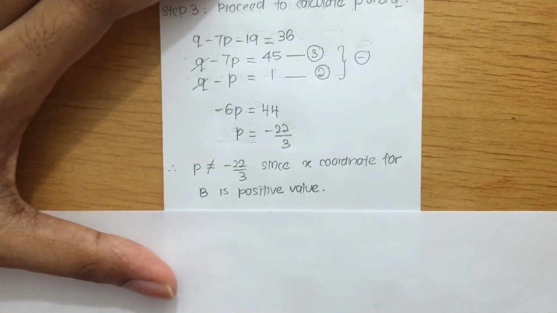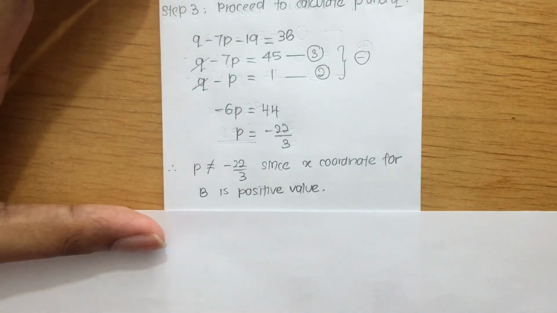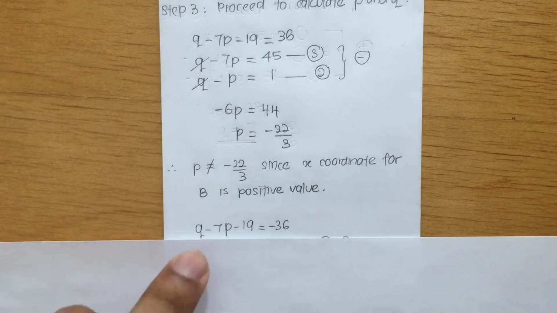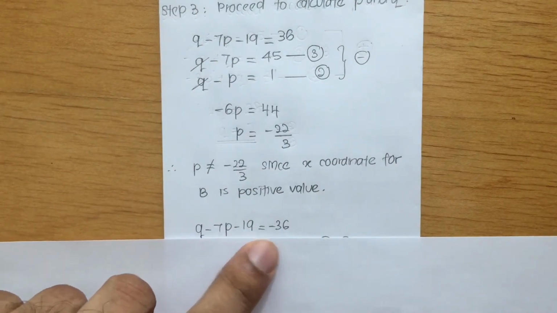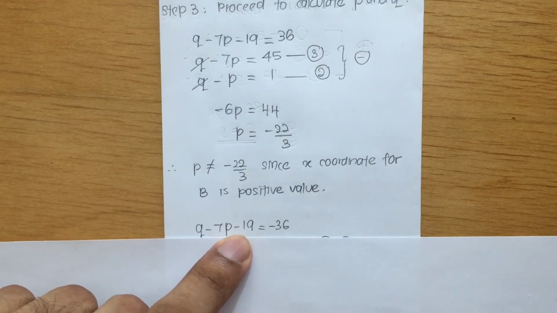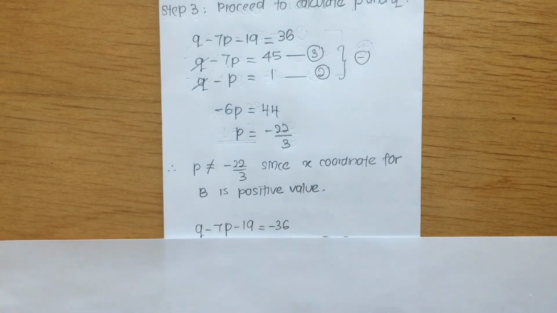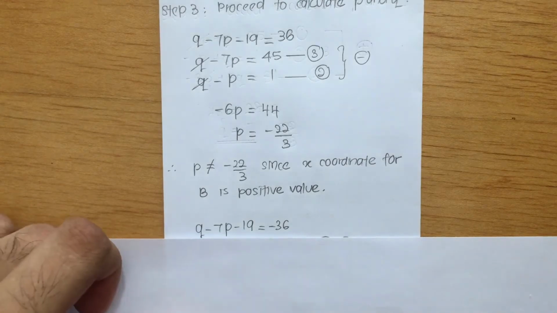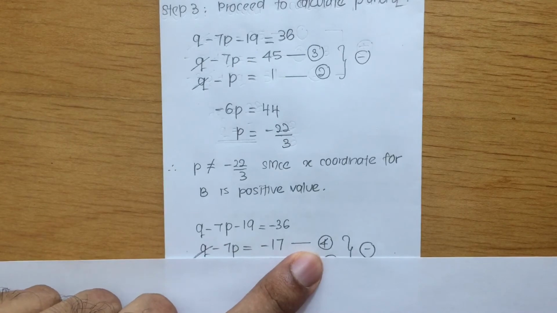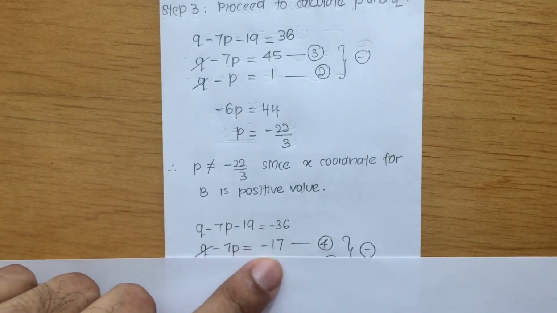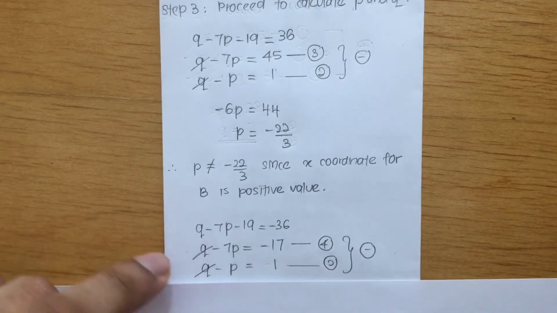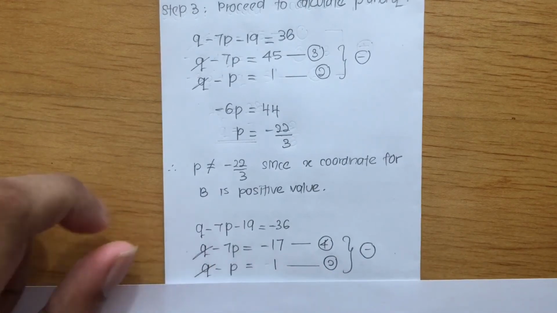So now proceed to the second possibility, which is negative 36. So q minus 7p minus 19 is equals to negative 36. So what you can do here is bring the negative 19 to the right hand side, it will become positive 19. So it will become negative 17. So this will be your fourth equation, q minus 7p equals to negative 17. And you still use the same second equation here, q minus p is equals to 1.